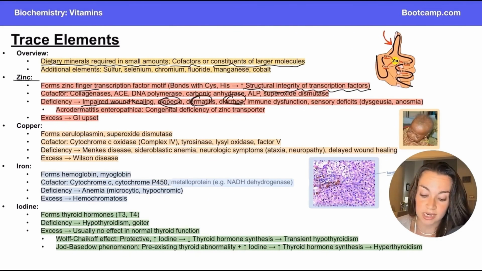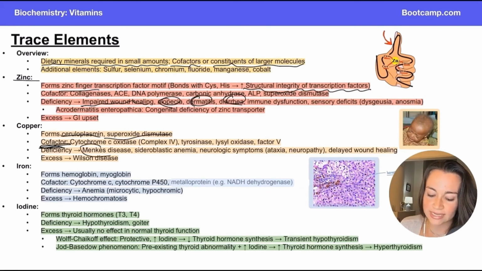Copper was important because it helped form ceruloplasmin as well as superoxide dismutase and had lots of important functions as a cofactor. And we quickly revisited the topic of Menkes disease, which is the most common way that they'll test a copper deficiency, as well as Wilson disease, which is the most common way that they'll test an excess of copper. Then we talked quickly about iron.